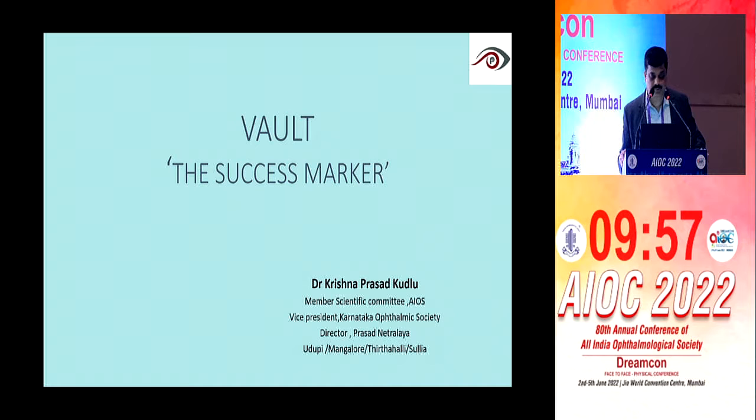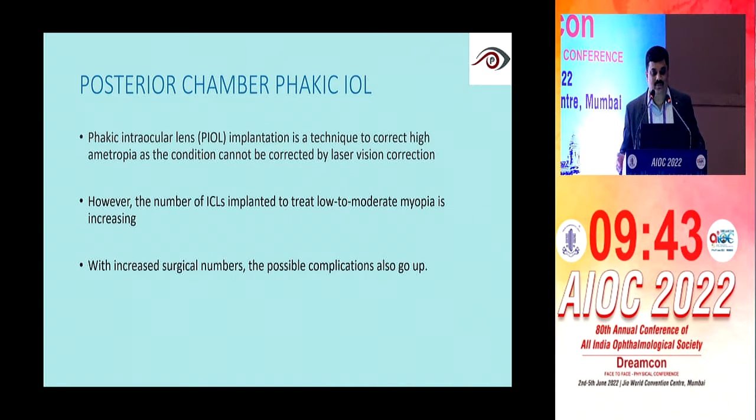I think a lot of people have started doing these phakic surgeries. I think most of my points Dr. Kamal might have already spoken about, so I don't have much to do. As he already said, posterior chamber intraocular lens implantation is a technique to correct very high myopia. However, even now people have started implanting ICLs in low and moderate myopia too. With the increased surgical numbers, the possible complications can also go up.